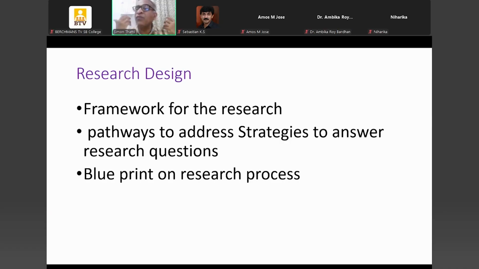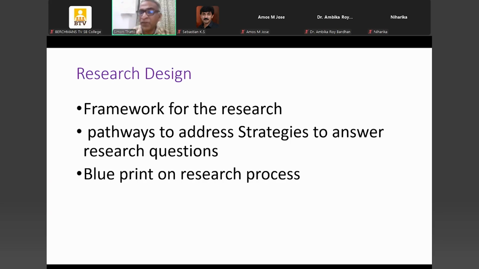Or just like you have a blueprint of a ship before it is built, or the blueprint of a building before it is constructed, here you have a blueprint of the pathways that you're going to address in the process of your research. So that is a design. So it is talking about the framework.